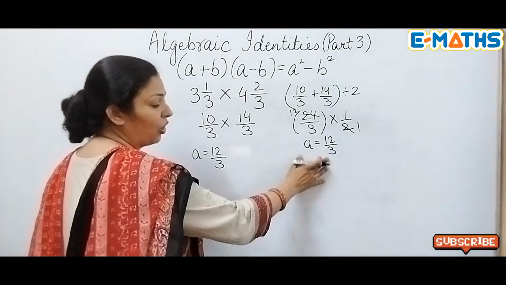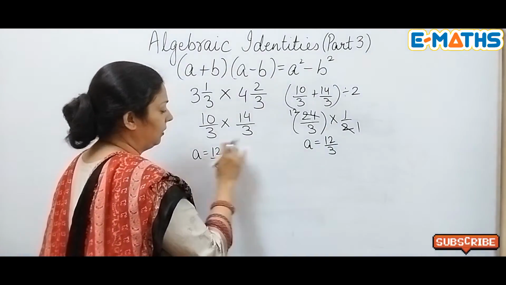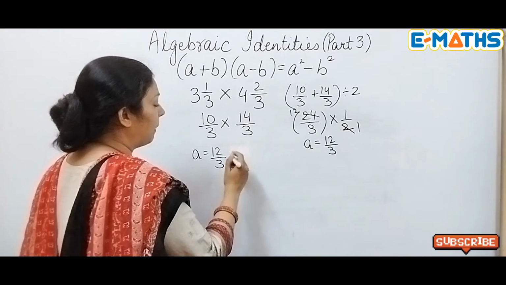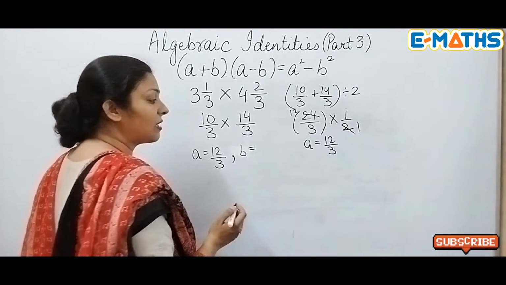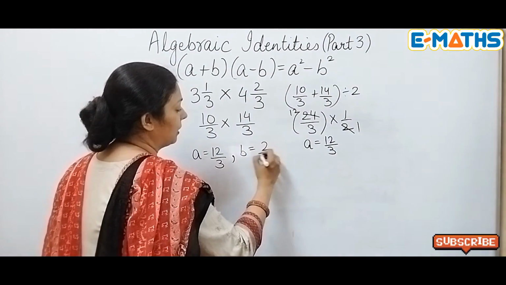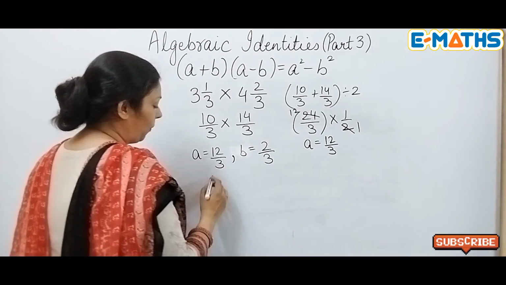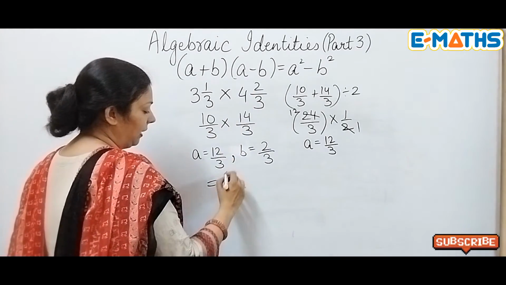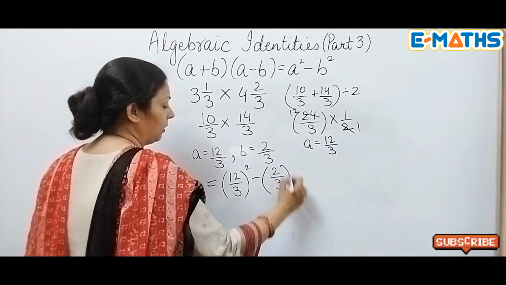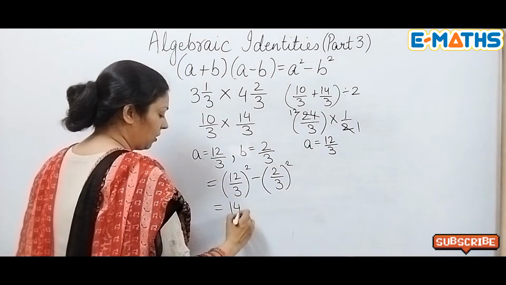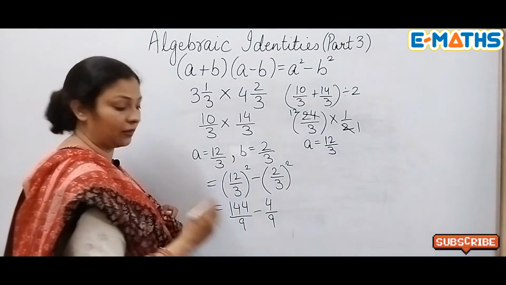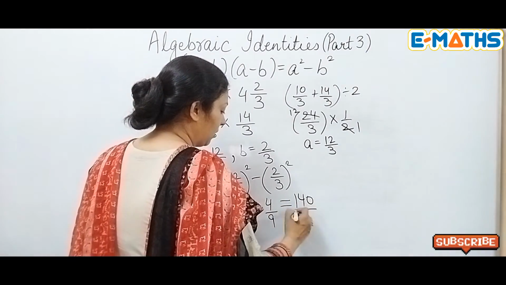Now if you look here, our value of A is 12 upon 3, having 3 as a denominator, and over here also we had numbers having denominator 3 only. So 12 minus 2 gives us 10 and 12 plus 2 gives us 14. So that means our B's value is 2 upon 3. Now put it in the identity. A is 12 upon 3 whole square minus 2 upon 3 whole square. This gives us 144 upon 9 minus 4 upon 9. So the answer to this will be 140 upon 9.